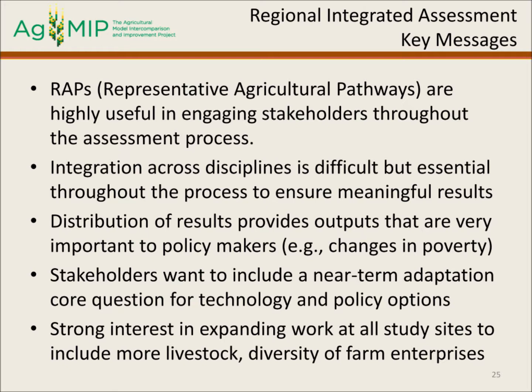The distribution of results provides outputs that are very important to policymakers. They really like not having just one number, but they can see the percentage changes and a distribution. What they wanted in this last workshop was to include a near-term adaptation core question. Instead of looking at adaptation 25 years from now, what can they do now to begin to adapt? And so they wanted an explicit set of analysis done on the near-term climate conditions. And they're very interested in expanding the work at all the study sites to include more livestock, more diversity of farm enterprises, and pests and diseases. And of course, this is something that we're hoping to do as well.